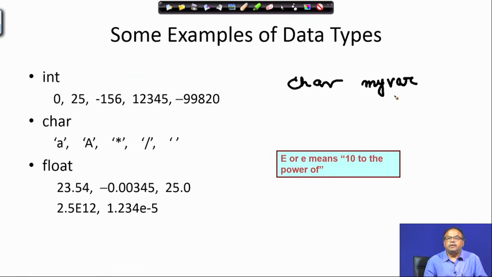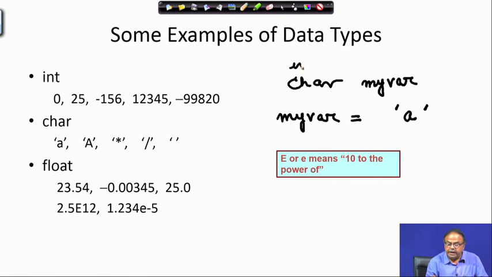My var is of type character, and I want to assign to my var the character A. Now, when I am assigning a character, I have to put a single quote around it.